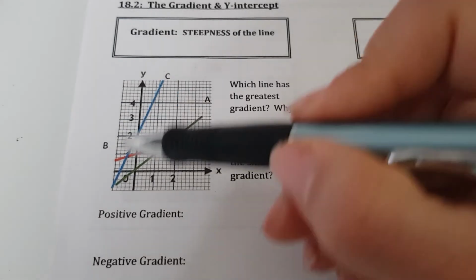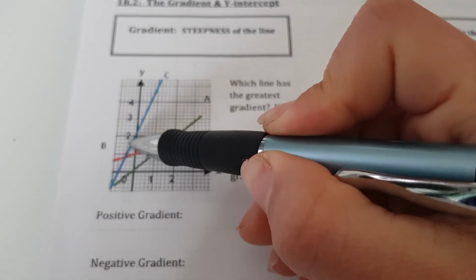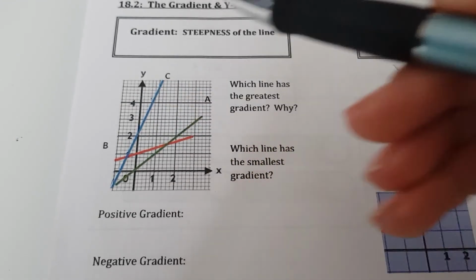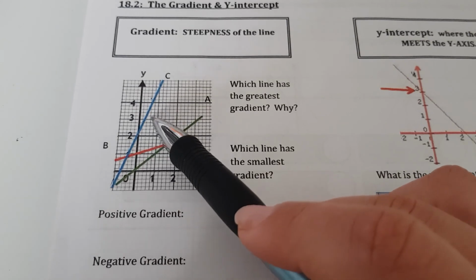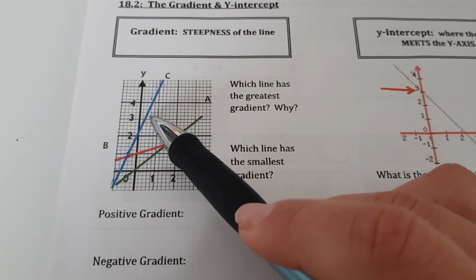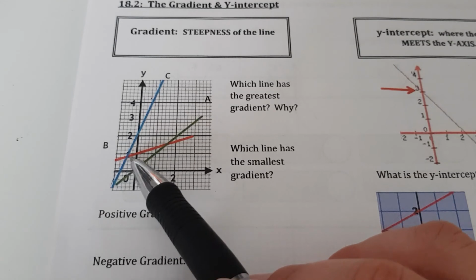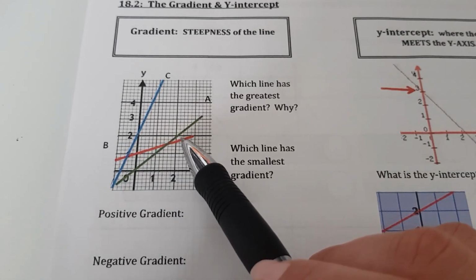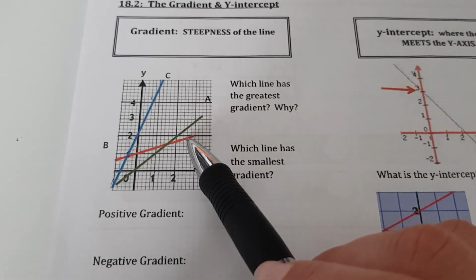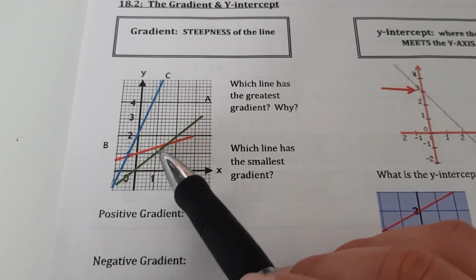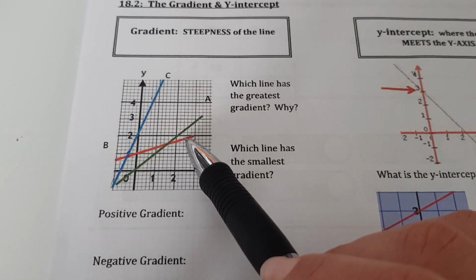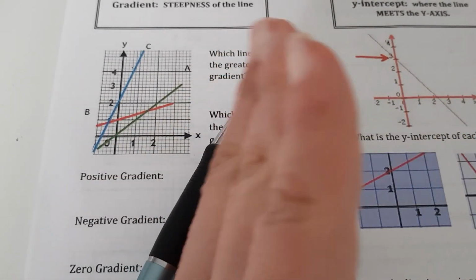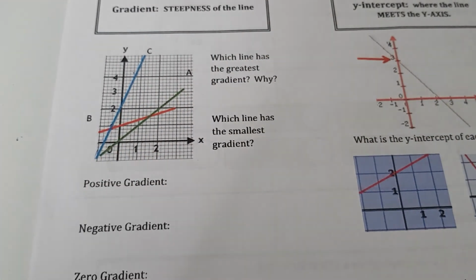If you have a car, would you be able to go up this hill? Maybe, but that would be a bit difficult, okay? So that is very steep, so it has a large gradient. If we have a look at the red line, it's not that bad, it's like a normal hill. So that has a small gradient. It's not that steep. The green is steeper than the red, but not as steep as C, okay? So steepness, okay?